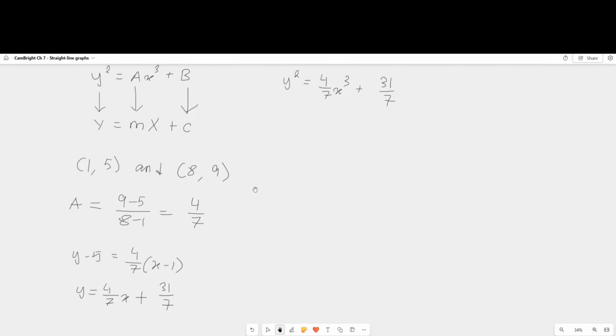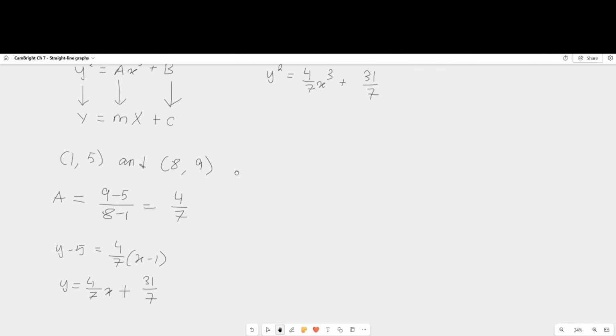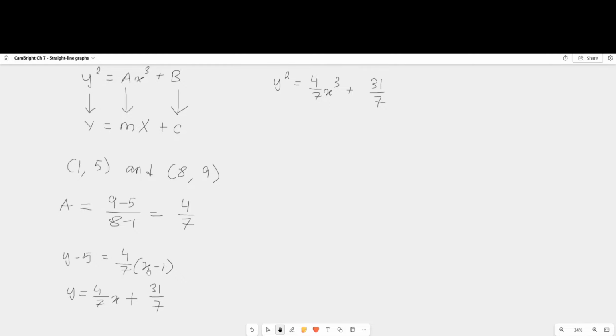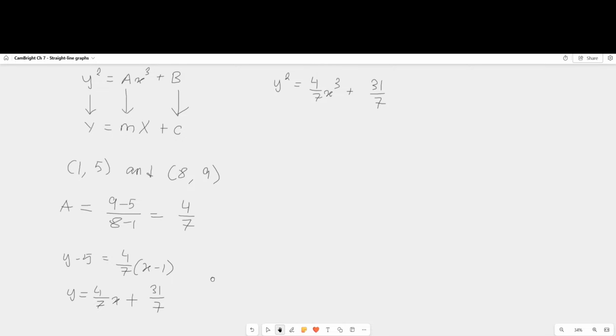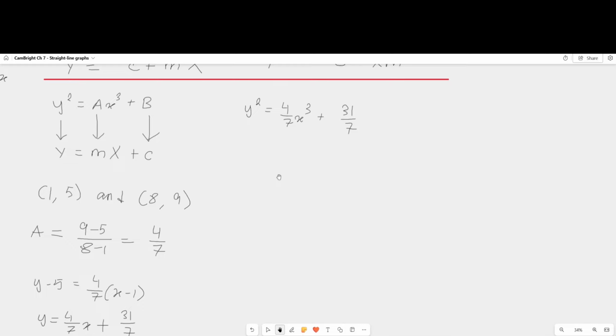That may not actually work, but basically if we are given these 2 points and we say that they lie on this line, y is equal to mx plus c, well then we can find m, which is the gradient, which is also equivalent to a, so we find that it is 4 by 7. Now using the second form that we discussed at the start of the video, you see that y minus 5 is m times x minus 1. Rearranged to solve, you get this, which is the equation. So now we know y is y squared, so y squared is equal to 4 by 7 x cubed plus 31 by 7. And let's just put it into our calculator and check.